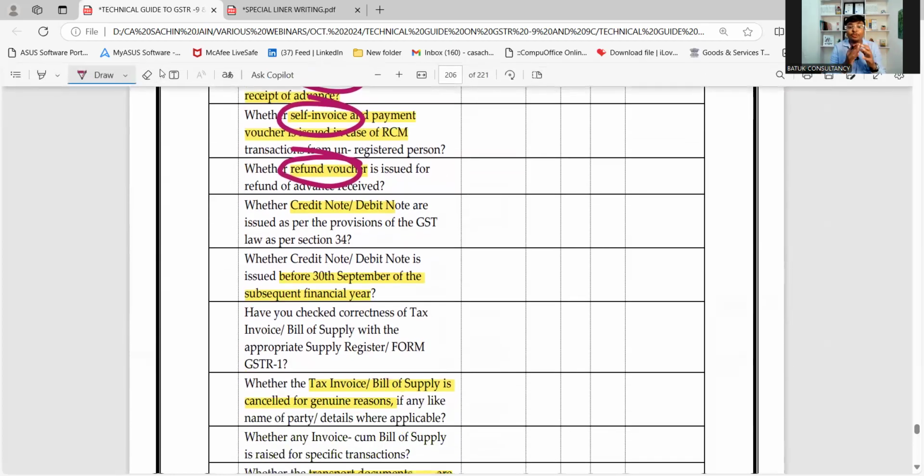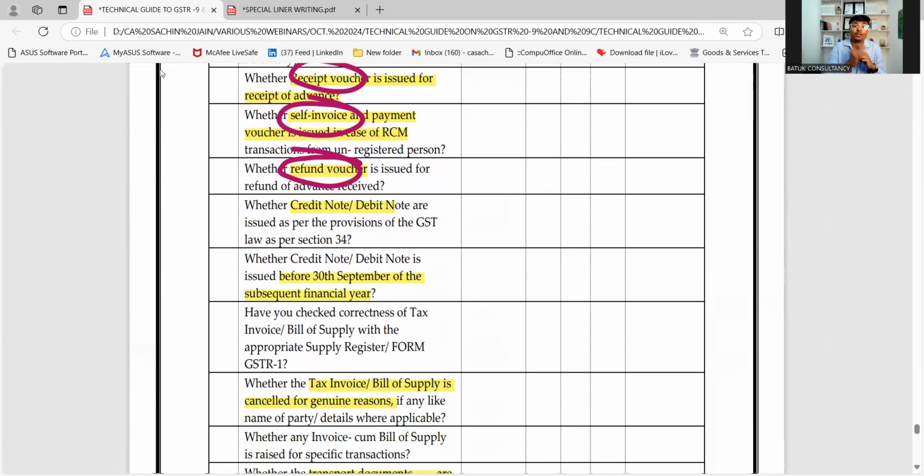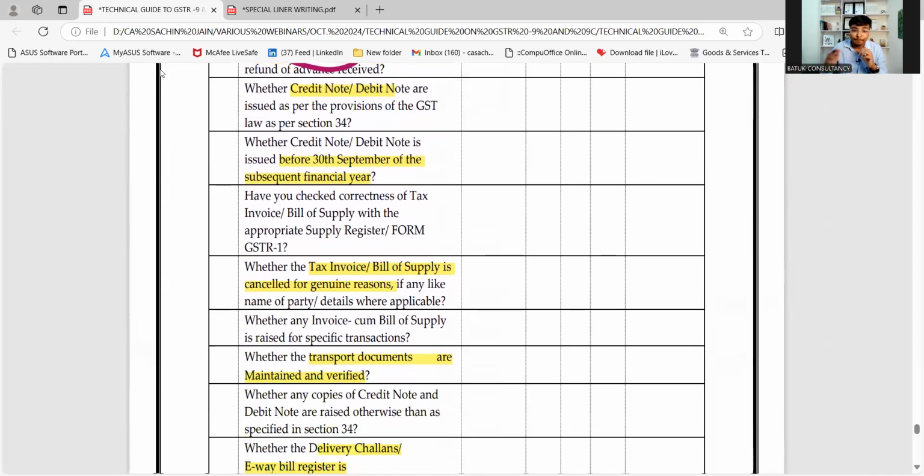The debit and credit notes which are issued, are they in a perfect way or not, and are they directly linked with the invoices or not. Okay. Check correctness of tax invoice and bill of supply with the appropriate supply registered. We just need to ensure that if any tax invoice has been cancelled, in such a situation, whether these things are genuine or not.